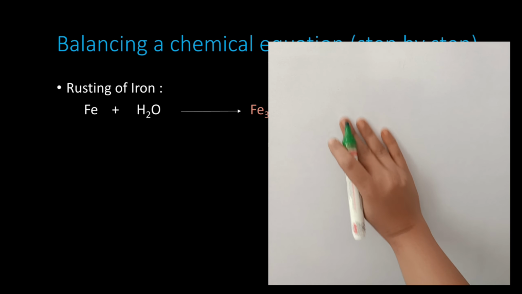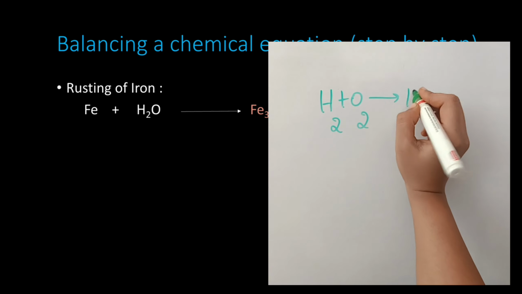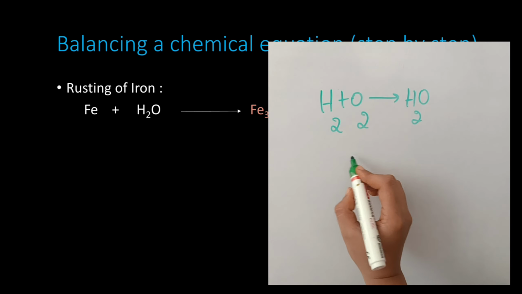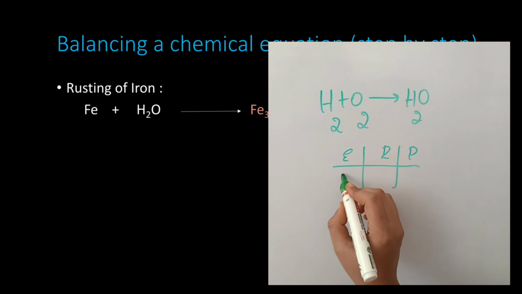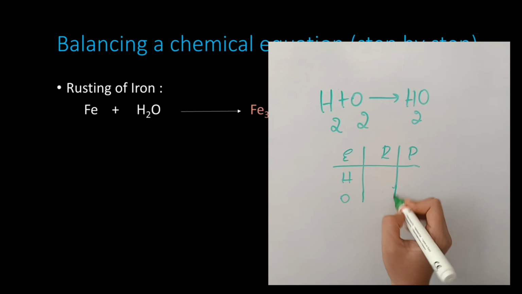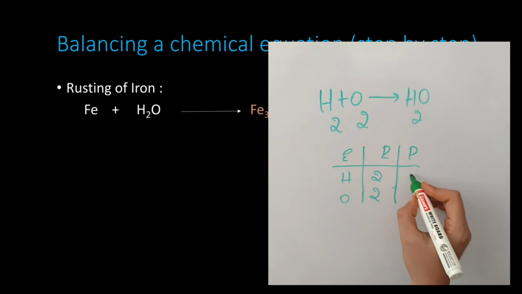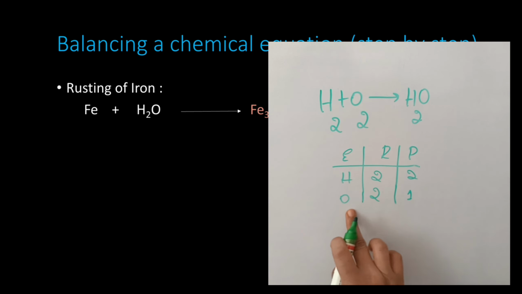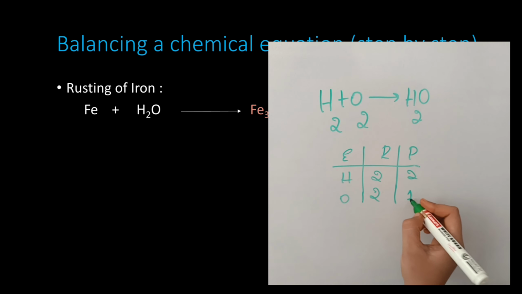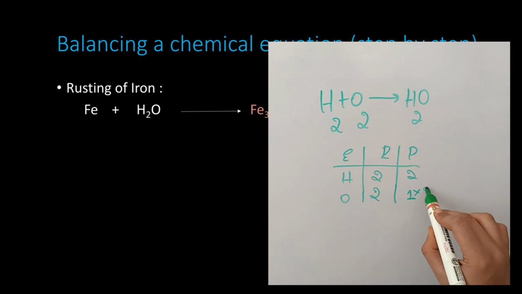Okay, for example, take hydrogen plus oxygen, you're going to get H2O. Elements, reactants and product. So you have hydrogen and oxygen, right? Hydrogen on the reactant side is 2, oxygen is 2; on the product side hydrogen is 2, oxygen is only 1. So now you have to balance the oxygen atoms present. On the product side you have to multiply with 2 so that oxygen becomes balanced.